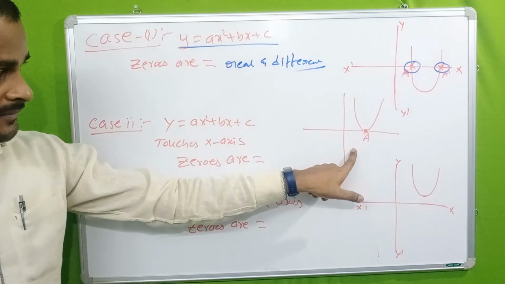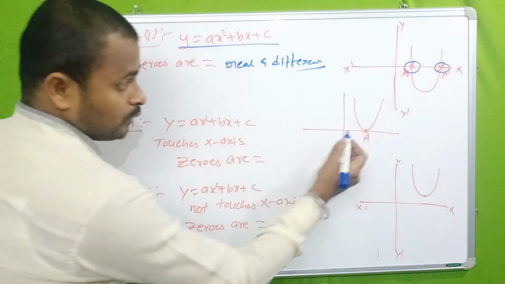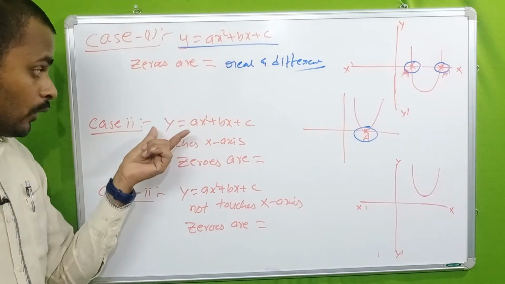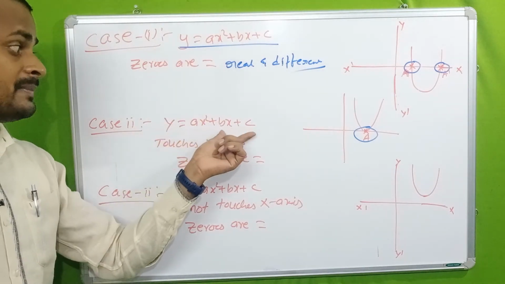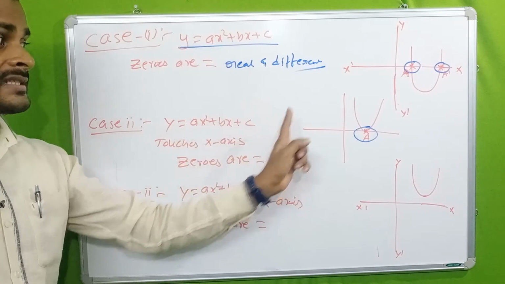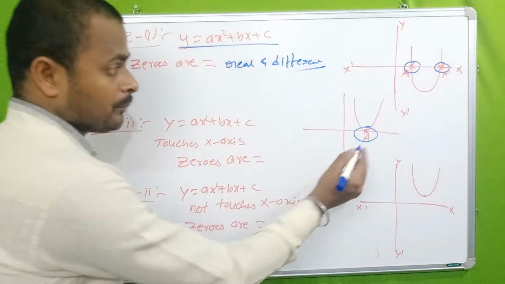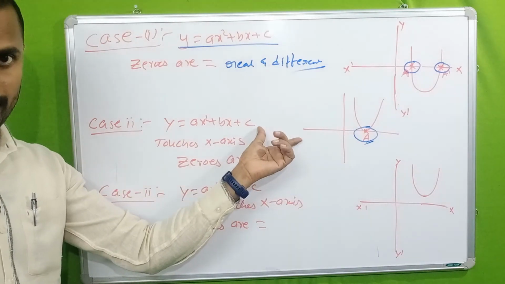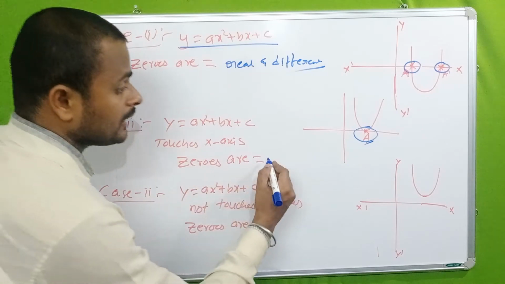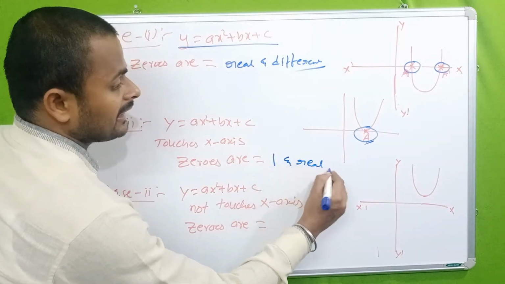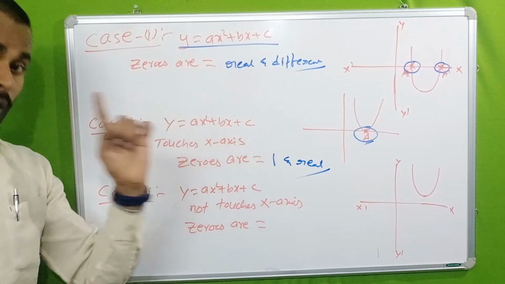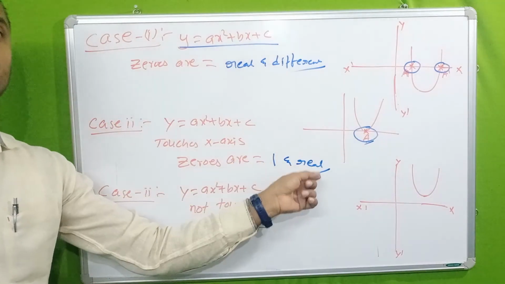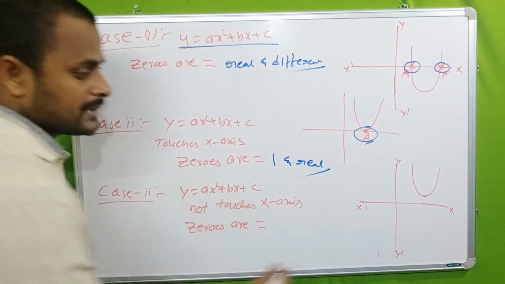The second case is observing this figure. Here the parabola touches the x-axis at only 1 point. When the parabola of the quadratic polynomial y is equal to ax square plus bx plus c touches the x-axis at only 1 point like a, the quadratic polynomial has only 1 zero, and it is real. So there is only 1 real zero when it touches the x-axis.